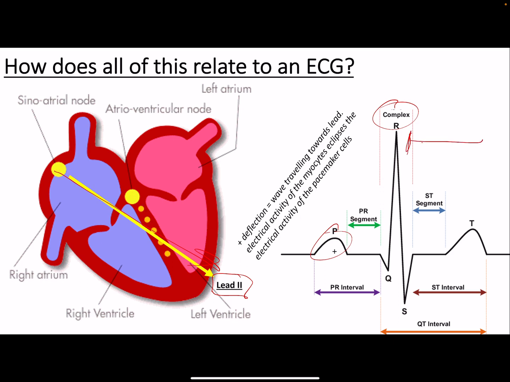The actual contraction is technically happening here, right? The actual contraction of the atria is happening right after. And the ventricular contraction is going to take a lot longer. And then this is the repolarization. So let's just look at the P wave. Some of it's probably going that way, some of it's going that way, some of it's going that way.